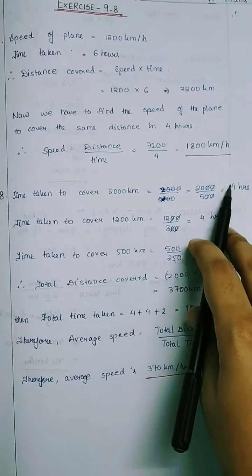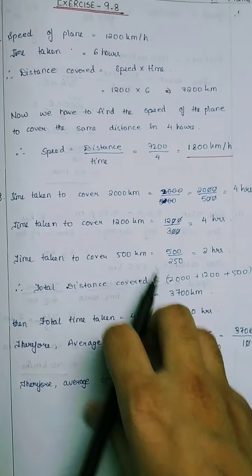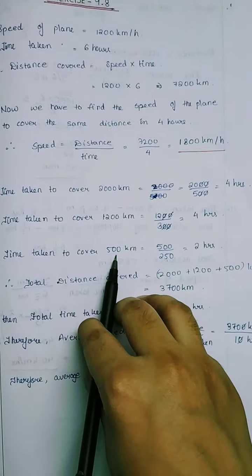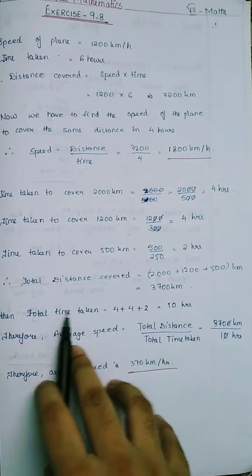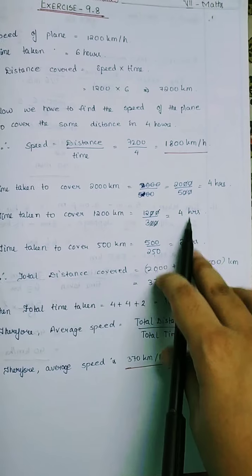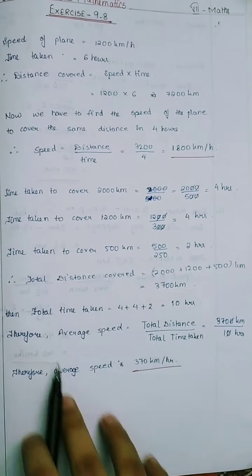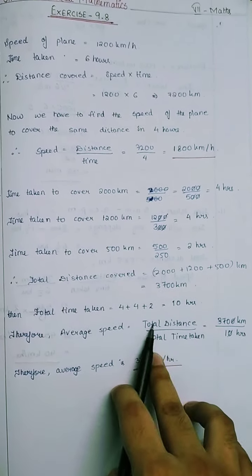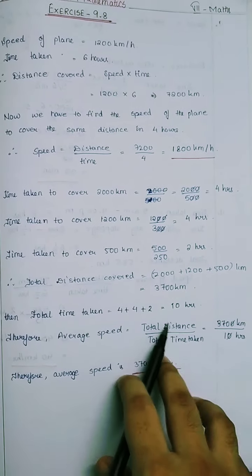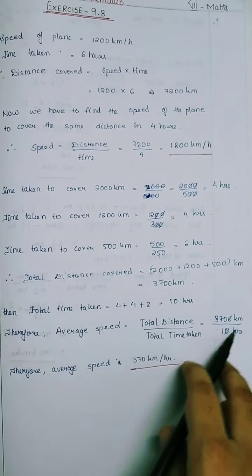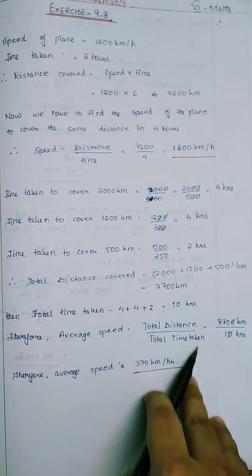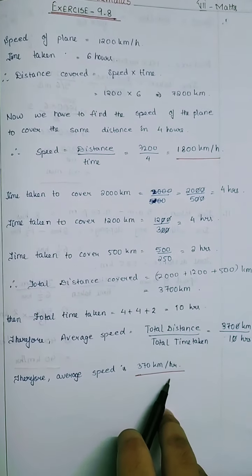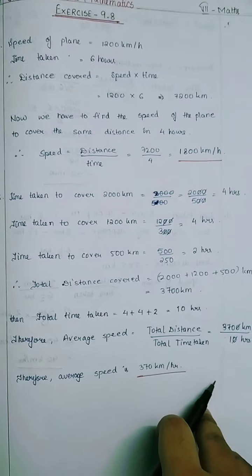So 2 hours. Now total distance covered will be 2000 plus 1200 plus 500, that is equal to 3700 kilometers. Now total time taken will be 4 plus 4 plus 2, that is 10 hours. Now average speed is equal to total distance by total time taken. So total distance we have found is 3700 kilometers and total time taken is 10 hours. Now we solve it out, we get average speed is 370 kilometers per hour.